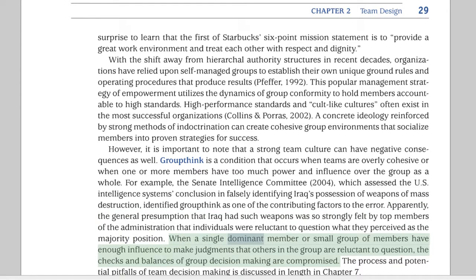When a single dominant member or small group of members have enough influence to make judgments that others in the group are reluctant to question, the checks and balances of group decision-making are compromised. The process and potential pitfalls of team decision-making is discussed in length in Chapter 7.